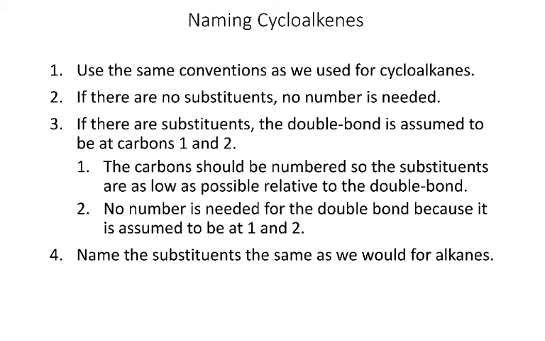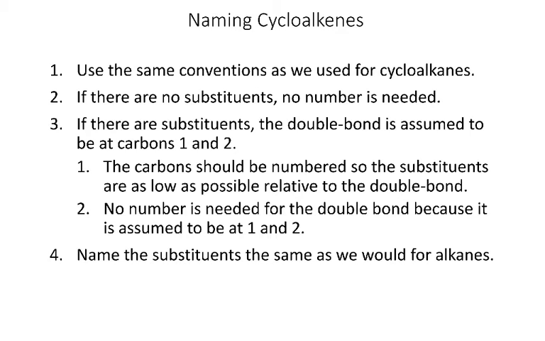All right, now we'll do a couple examples with cycloalkenes. If you notice, I only say cycloalkenes because I can't actually have triple bonds in cyclic compounds. It doesn't work. Carbon can't form enough bonds to do that. So we follow most of the same conventions as we did with cycloalkanes. If there are no substituents, I don't need a number. We just assume that the double bond is at carbons 1 and 2.